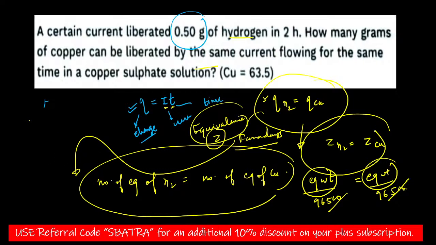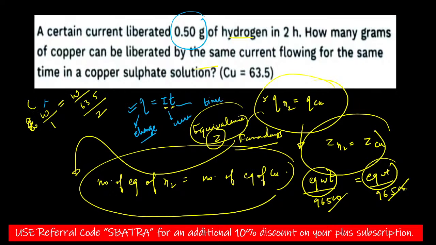So what is the equivalent weight of H2? The equivalent weight of H2 is 1. Given weight divided by equivalent weight. What is the equivalent weight of H2? That is 1. And the given weight of your copper divided by the equivalent weight of copper, which is nothing but 63.5 divided by 2. And this is nothing but 2 divided by 2, which is 1.